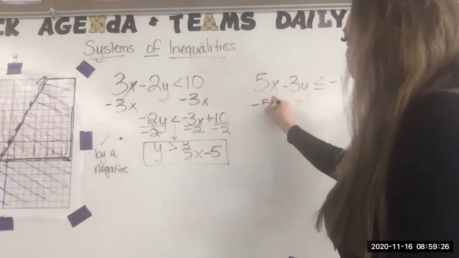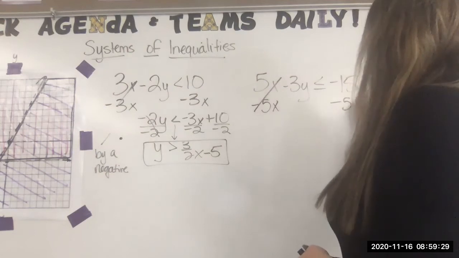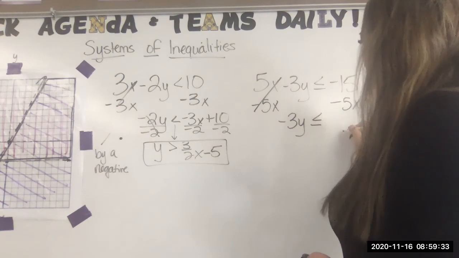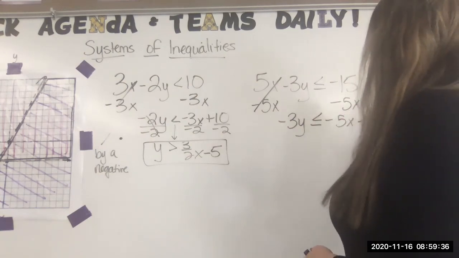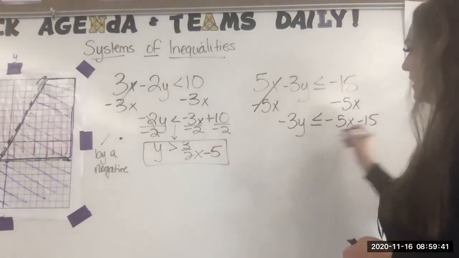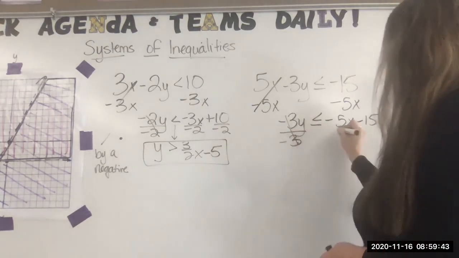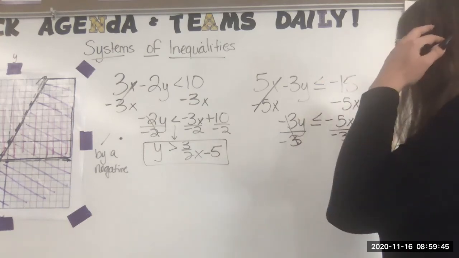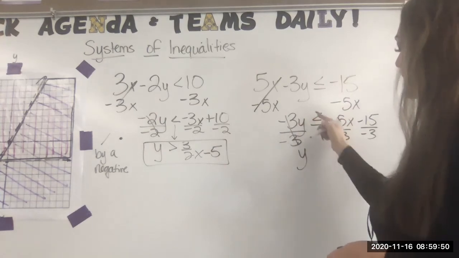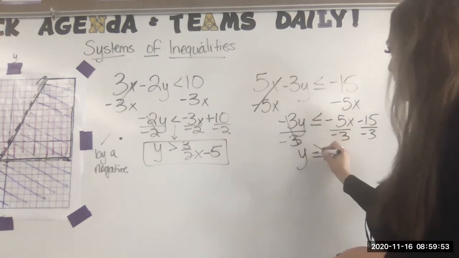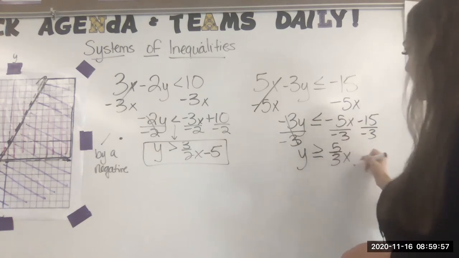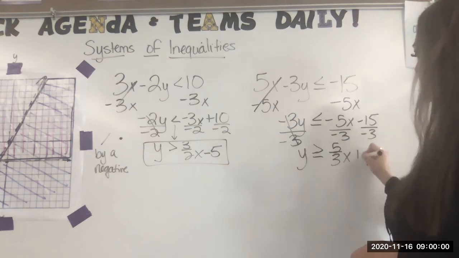We're going to subtract 5x from both sides. We get -3y is less than or equal to -5x minus 15. We're going to divide everything by -3. And again, I've got a trigger going off that says I need to flip this now because I'm dividing by a negative. So it's now going to be greater than or equal to 5/3 x plus 5.